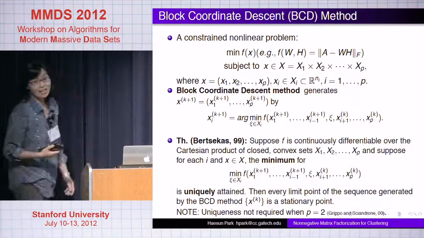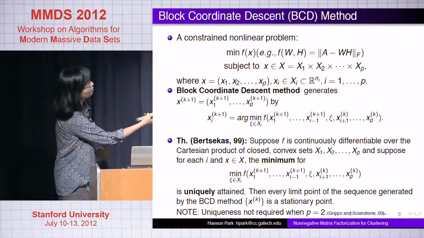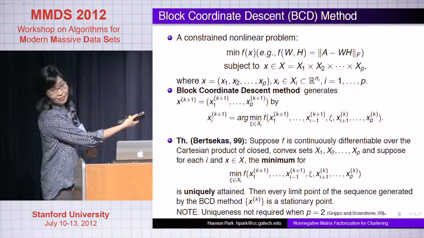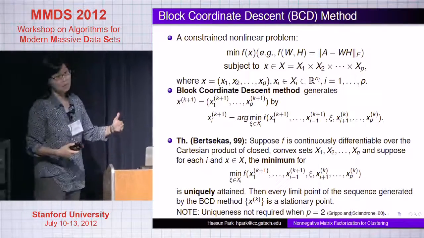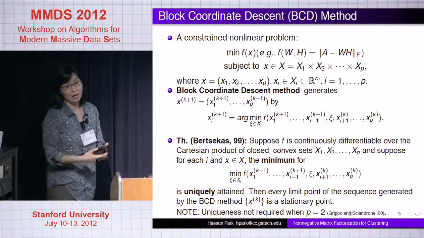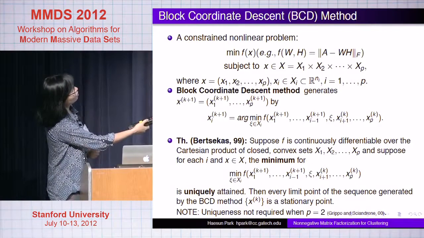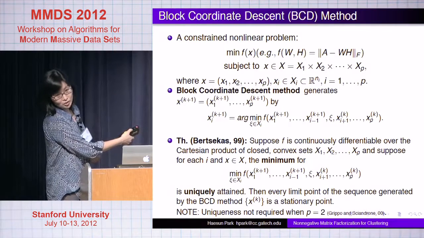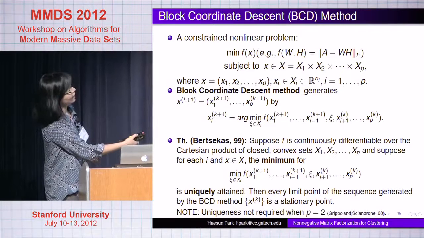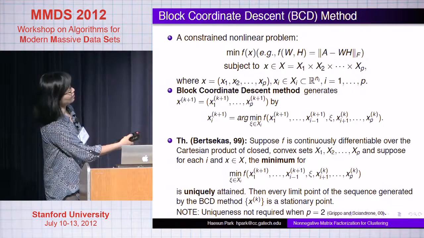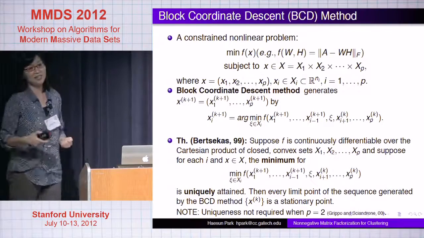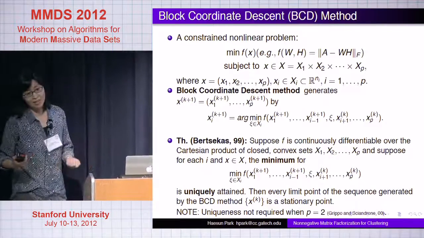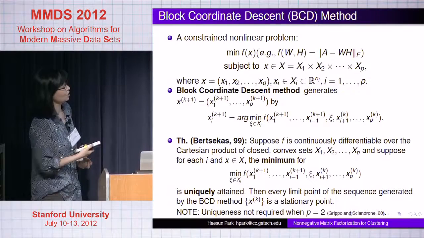So if we do that, there is nice convergence property by Bertsekas. Okay, suppose f is continuously differentiable, and it's over Cartesian product of closed convex sets. Okay, so non-negativity, so it's bounded below by 0, and then we can put some upper bound. So we can make those convex. And suppose for each subproblem, we can uniquely find the solution, the solution is unique. So unique solution is attained. Then the result shows every limit point of the sequence is a stationary point. So that means when it converges, it will converge to a local minimum. And since the problem is non-convex, this is really what a good algorithm should achieve.